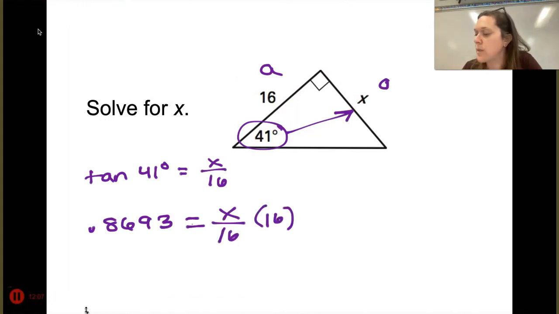Solving for x, just multiply by 16 on both sides. Now I'm just going to do 16 times that, 0.8693, which gets us 13.9.